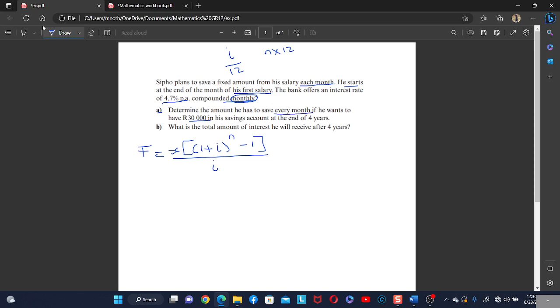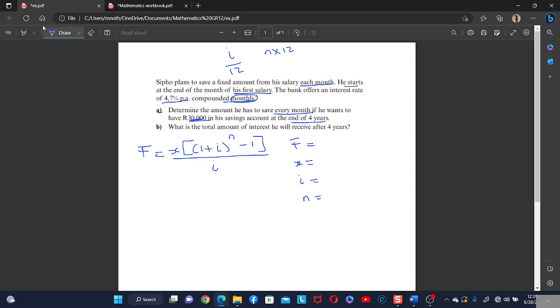Determine the amount he has to save every month if he wants to have 30,000 in his savings account at the end of 4 years. Now, before we continue to the formula, F, what is F? X, and then I, and then N.